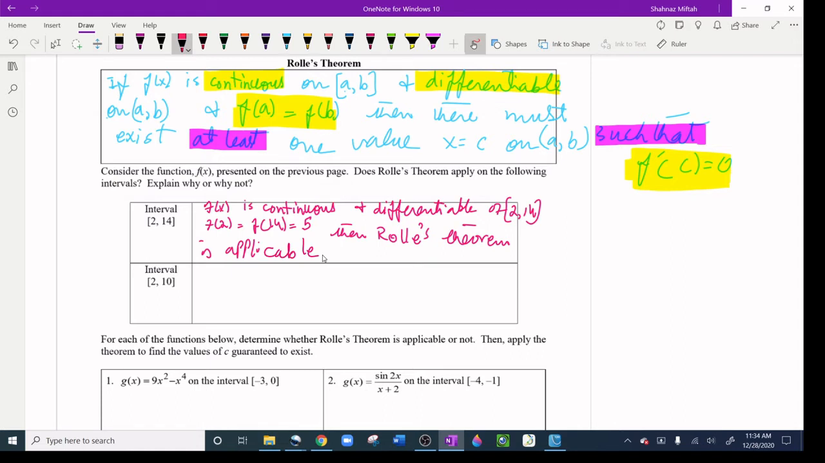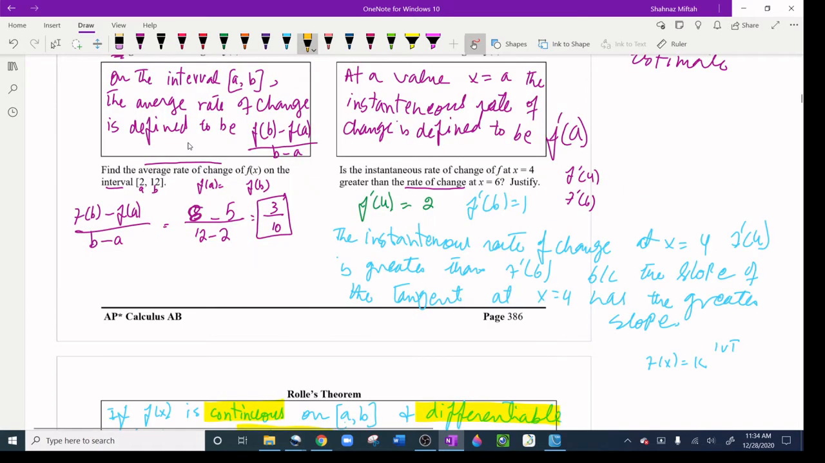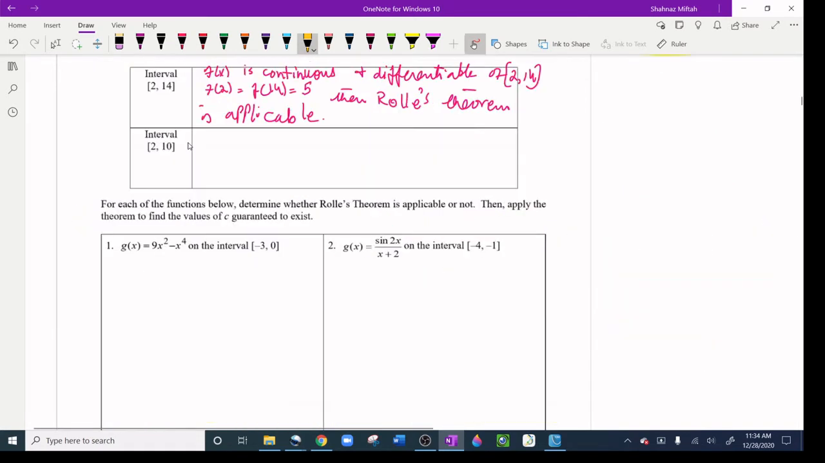I know it's differentiable from 2 to 10, and it's also continuous, but f of a is not equal f of b because f of 2 is 5 and f of 10 is 10. So no, it's not applicable because f of a and f of b are not the same.